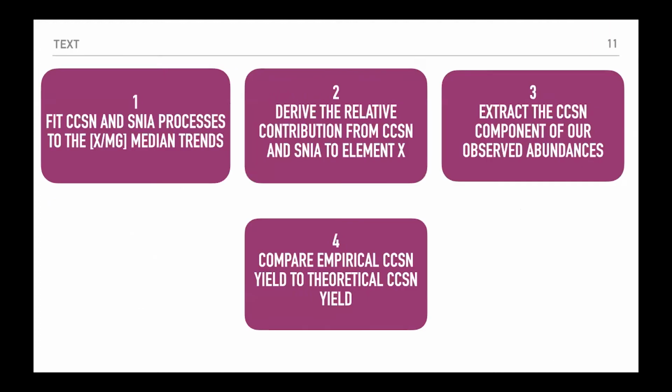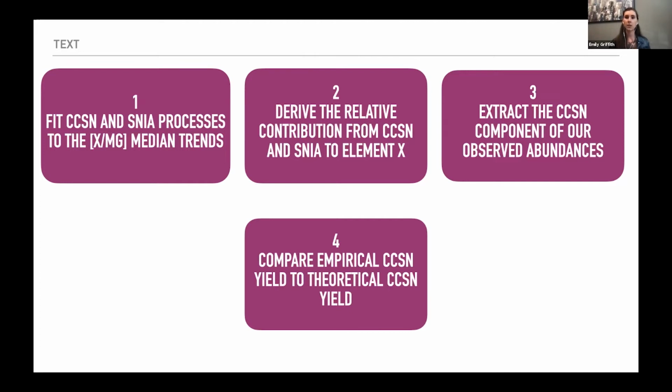So the process to understand these abundances is to fit the core collapse and type 1a processes to our median trends, and then to use those to derive the relative contribution from core collapse supernovae and type 1a supernovae to element X. So at this point, we would say, okay, from the median trends, we can infer that oxygen is 100% core collapse, nickel is 40% core collapse, and so on. We can use this then to extract only the core collapse component of our observed abundances. So we no longer have the mix of core collapse and type 1a contribution.